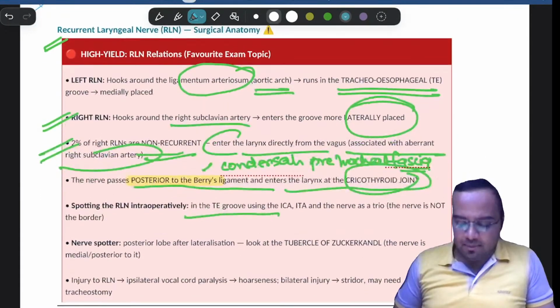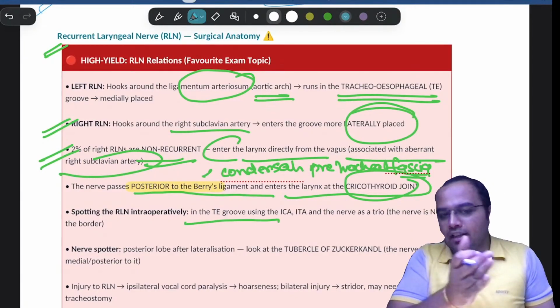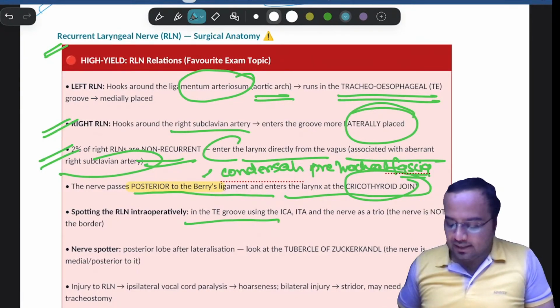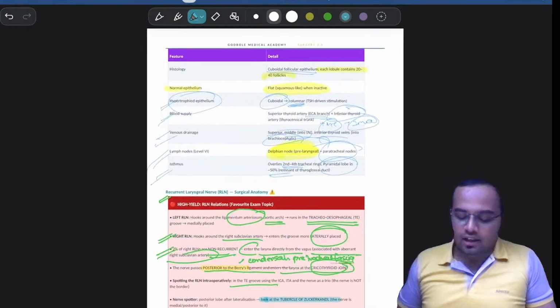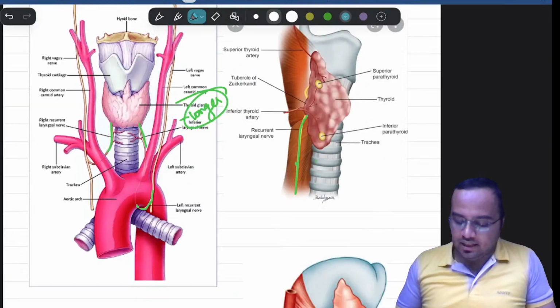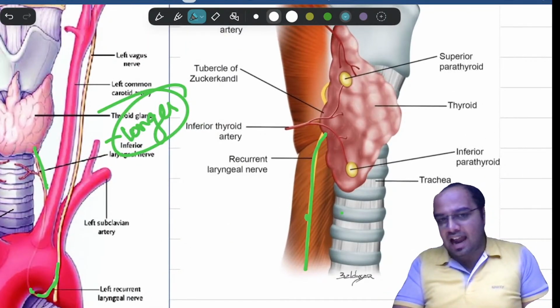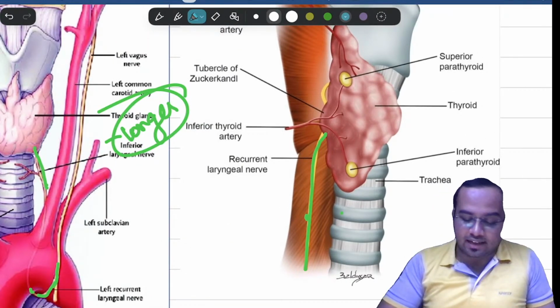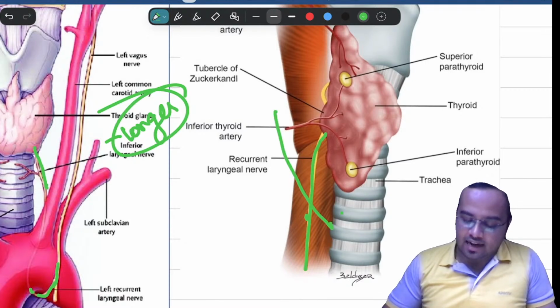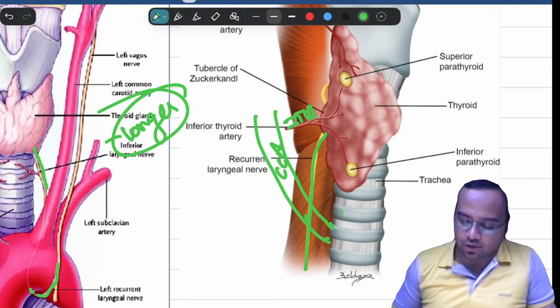If the nerve is not found there, while you are lifting the lobe, there is going to be what is called the tubercle of Zuckerkandl. So the nerve is going to lie posterior to it. Here you can see that when you are lifting the gland, the common carotid artery will be here. So this is the CCA, this is going to be the inferior thyroid artery, and this is going to be the nerve. This is nothing but your Beahrs' triangle.